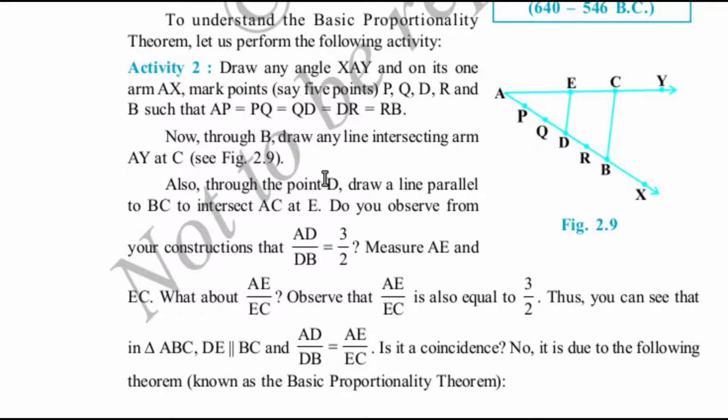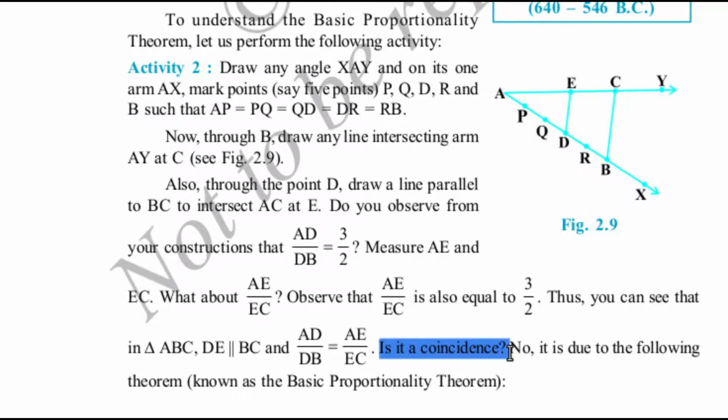So what observation can we make in this case? Here we can see AD divided by DB. The length of AD is 3 units, 1, 2, 3, and the length of DB is 2 units, 1, 2. So the ratio of AD and DB is 3 by 2. What about AE and EC? If we measure using a measuring tape, we will get the ratio 3 by 2 as we got for AD and DB.